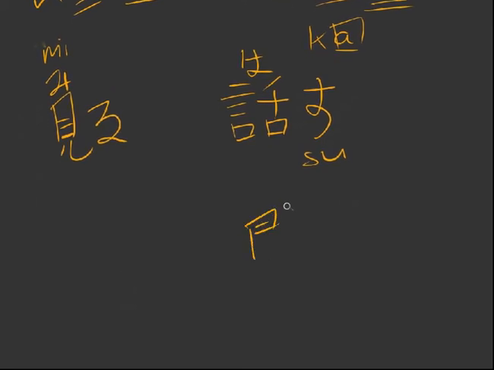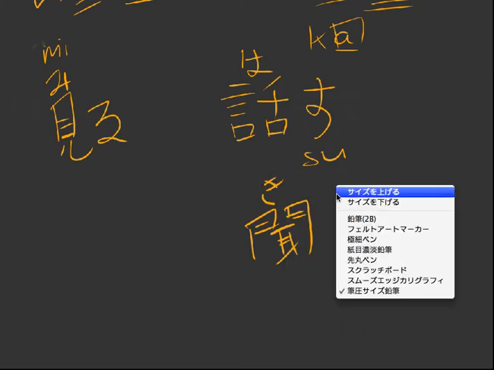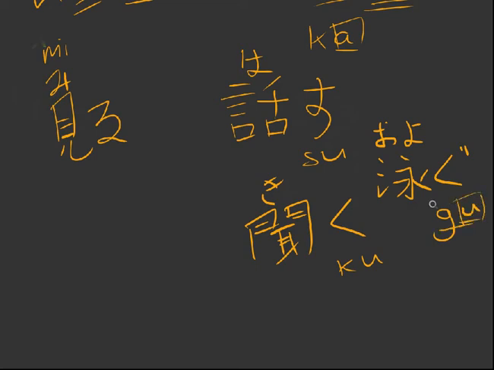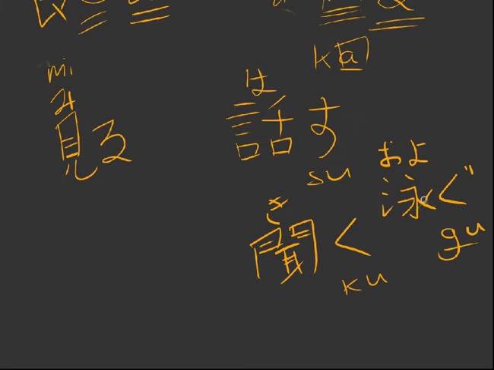Let's go through some more simple examples. Kiku. That's ku, so that's a u verb. What else do we have? This is oyogu, which means to swim. This is gu, so it's just a u verb.